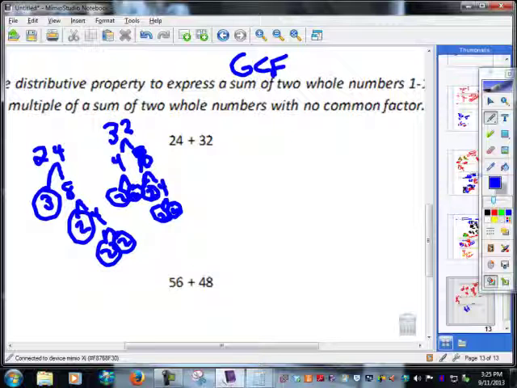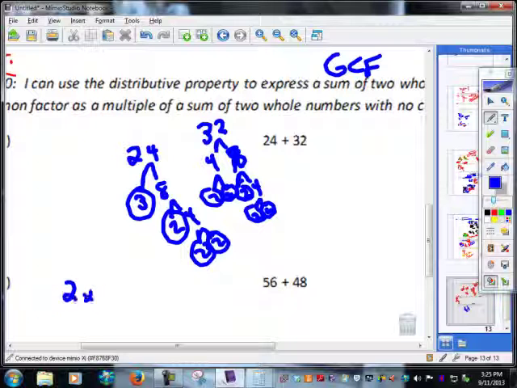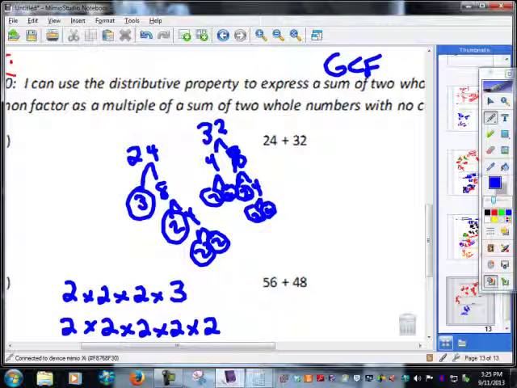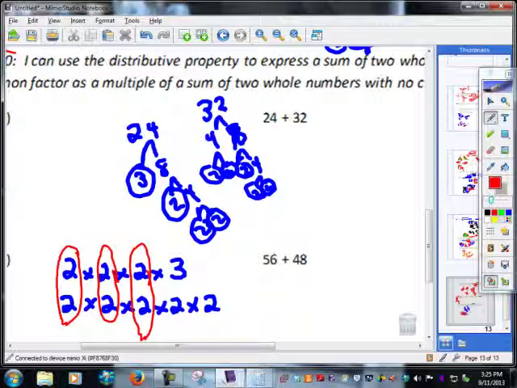Okay, so now I'll do this down here. This is 2 times 2 times 2 times 3. That's 24's prime factorization. Now 32's is 2 times 2 times 2 times 2 times 2. Now we're doing GCF, so we only look for common factors. I see common 2's. Okay, so I'm going to use one of each of those. 2 times 2 times 2.